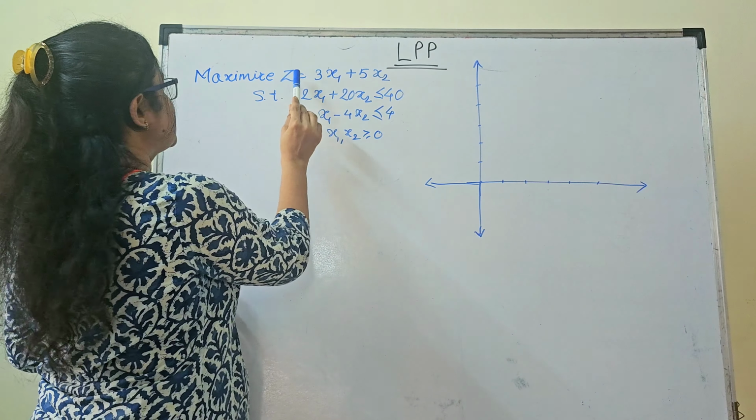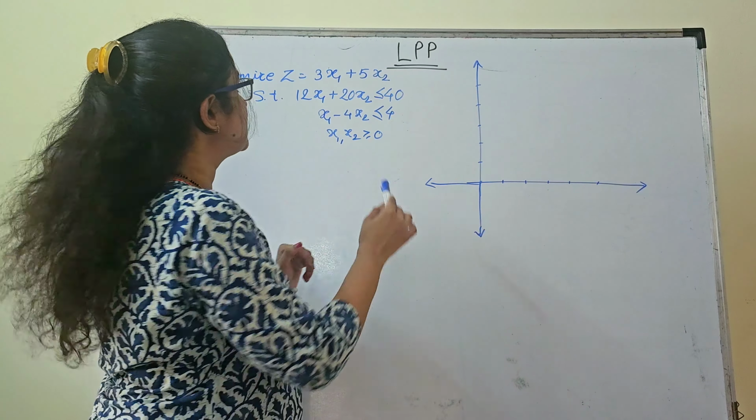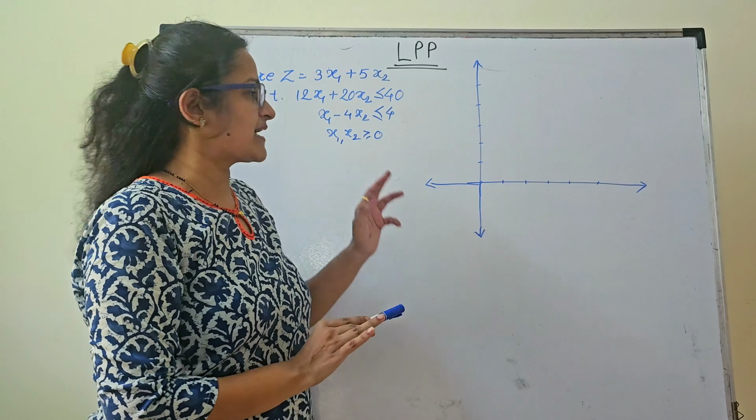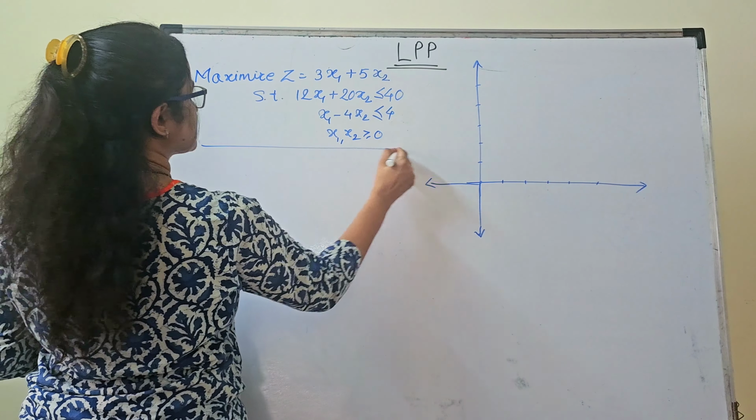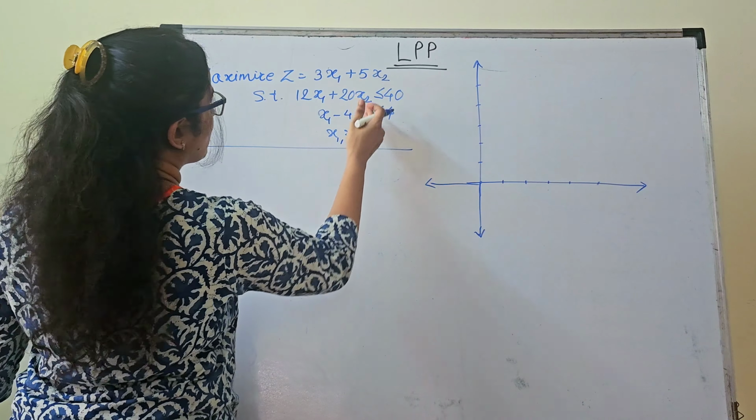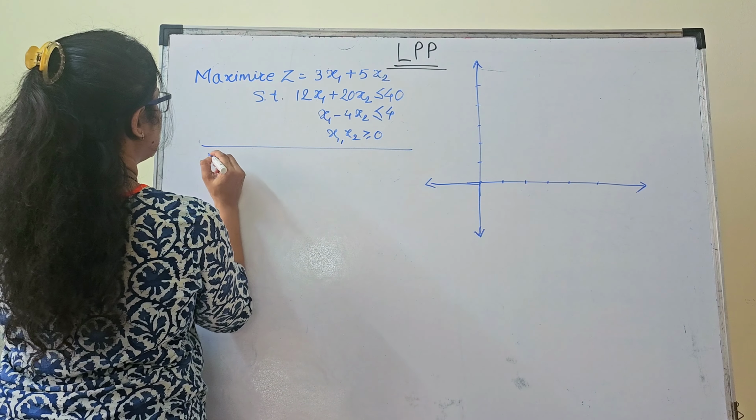So this is maximize z, maximize some objective function. Then there are only two constraints in this example, and this last one is the non-negative constraint. Okay, so let's start solving this. So remove the inequality signs from both the constraints and just keep the equality sign.